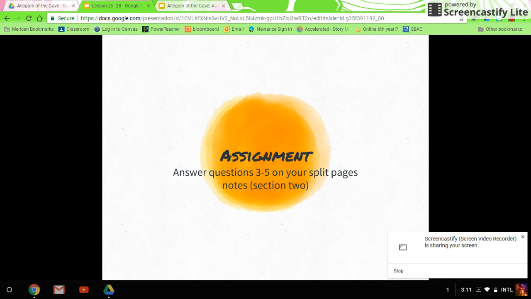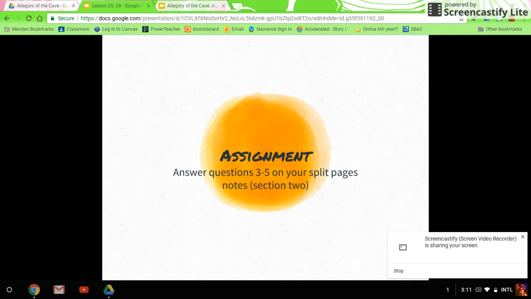What you need to work on now is answering questions 3 through 5 on your split page notes. So the questions that you should be answering read, describe the first stage of freedom. What is the prisoner told about the objects? What is he shown? How does he react?